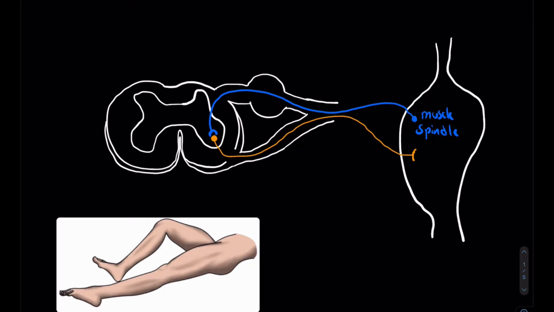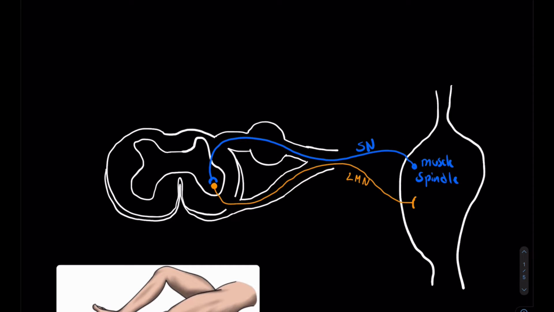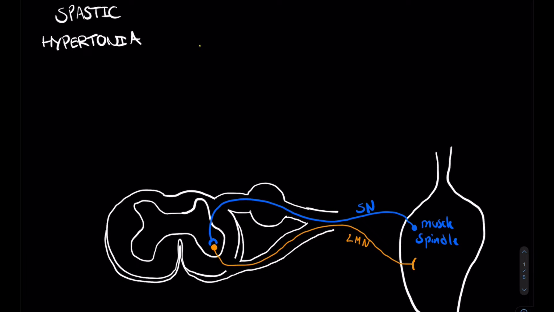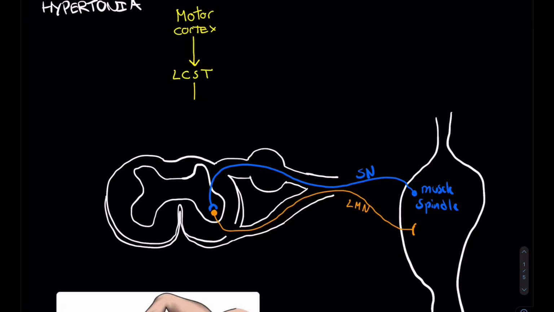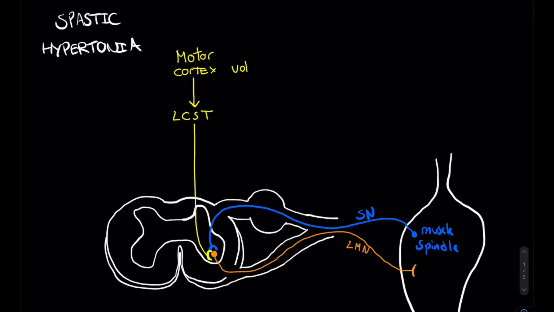So I'm going to write lower motor neuron here, and here we have our sensory neuron. So this is one way to stimulate the lower motor neurons. Let's say you want to move your arm. Well, voluntary movement always starts from the motor cortex. You're going to send signals through the lateral corticospinal tract. This will go down through your spinal cord and will again stimulate this lower motor neuron. So those are the two main ways that you can initiate movement.